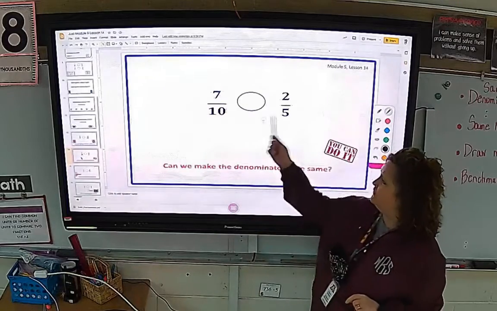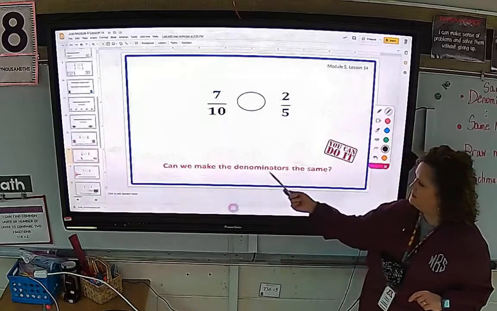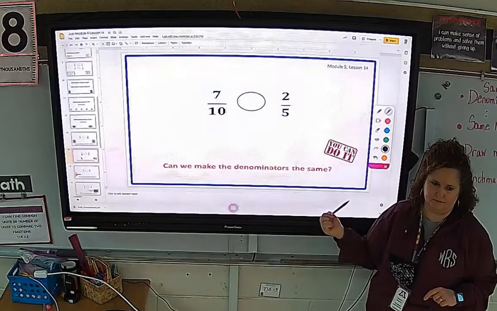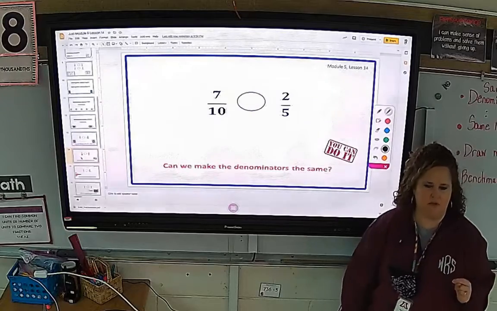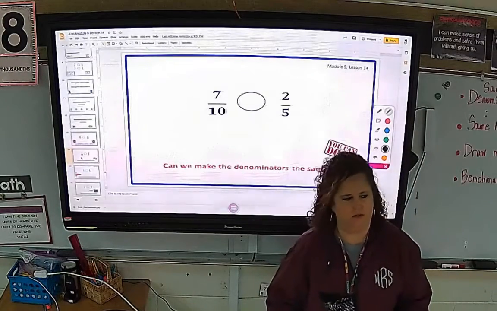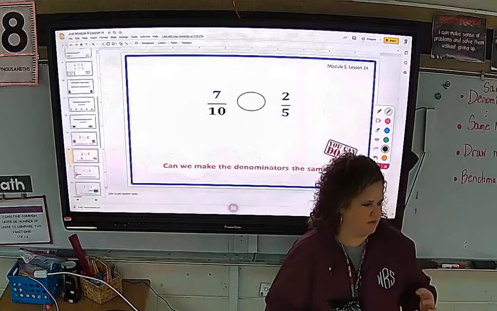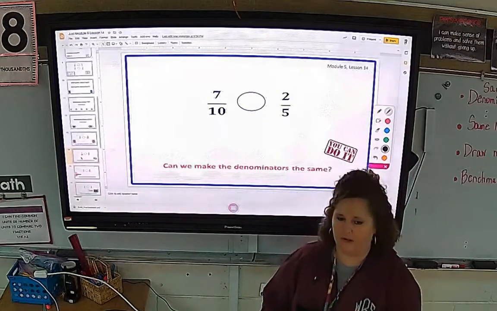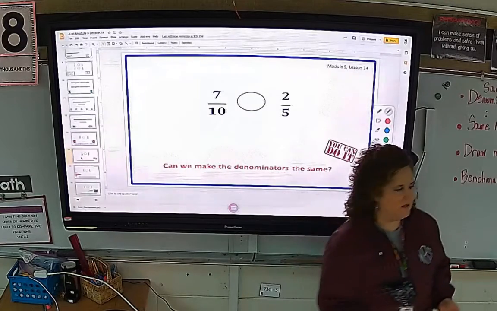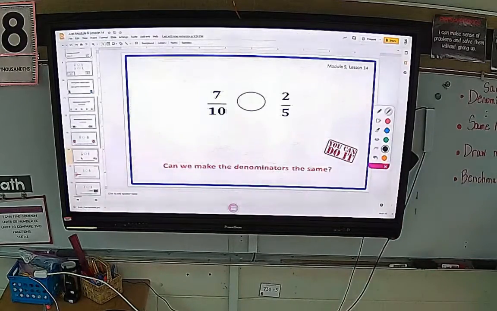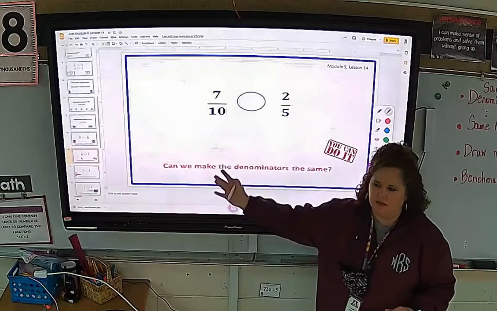Right here you've got two fractions, and it says, can we make the denominators the same? I mean, first of all, if you're thinking that's asking you, are we allowed to do it? Yes, you're allowed to do it as long as you create an equivalent fraction. I can't make a bigger fraction or a smaller fraction. I just need to make an equivalent fraction. Okay. So I want you to look at these two fractions for a second. And I don't want you to raise your hand. I don't want you to do anything but look at them and think, how could I make one of these have the same denominator as the other?